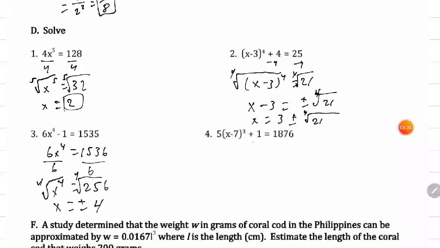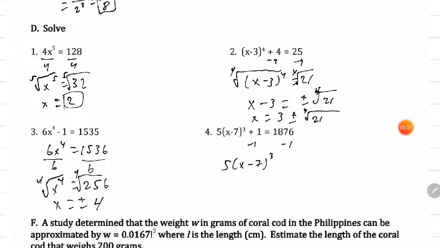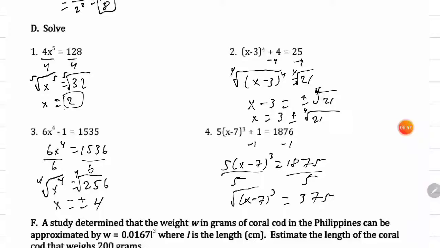So first thing I'm going to do is subtract 1 from both sides. So 5 times (x minus 7) cubed equals 1875. Divide everything by 5 now. So I get (x minus 7) cubed equals 375. Now I'm going to take the cube root of both sides.